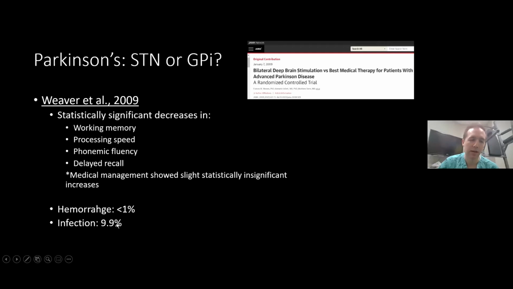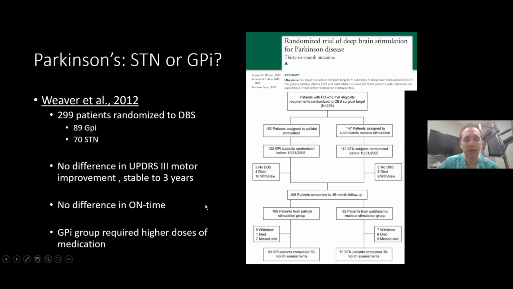The complication rate's a little higher with the infection rate, but otherwise in line with the hemorrhage rate. This is the follow-up for that study where they looked at the GPi group and the STN group, and they didn't notice a difference in the UPDRS scores, even at 3 years, no difference between the two targets. There's no difference in the on time, but the consistent difference, even with this study and the others, was that the STN group saw a reduction in medication compared to the GPi.